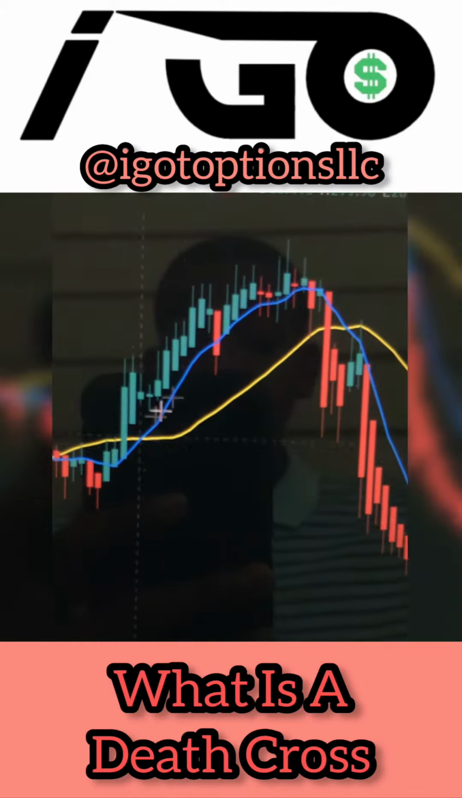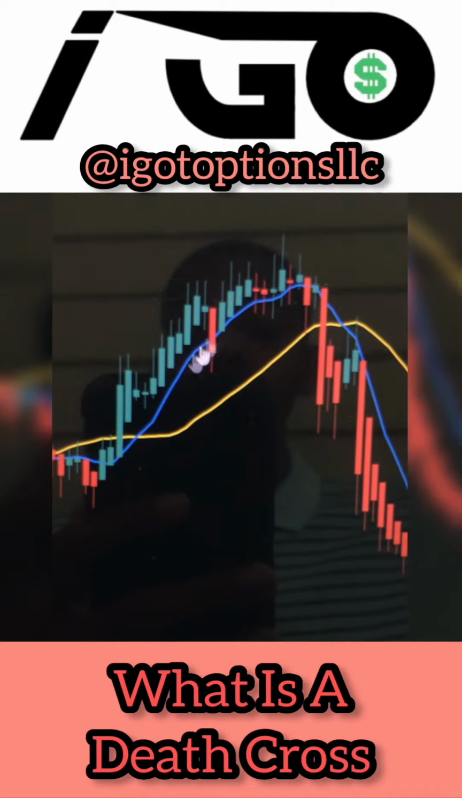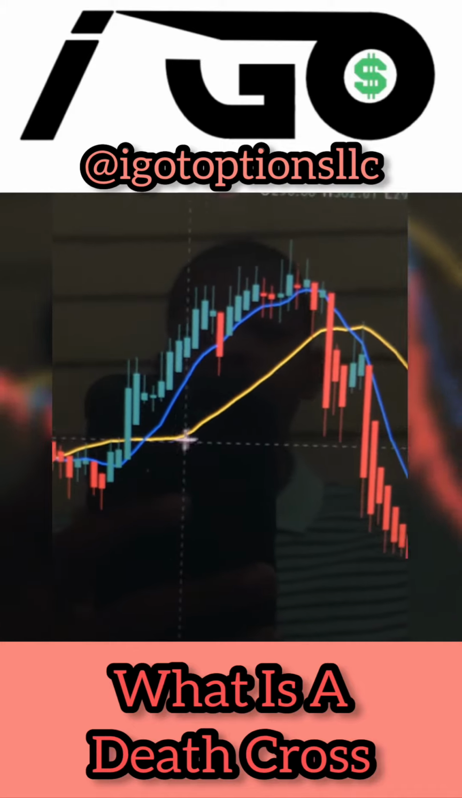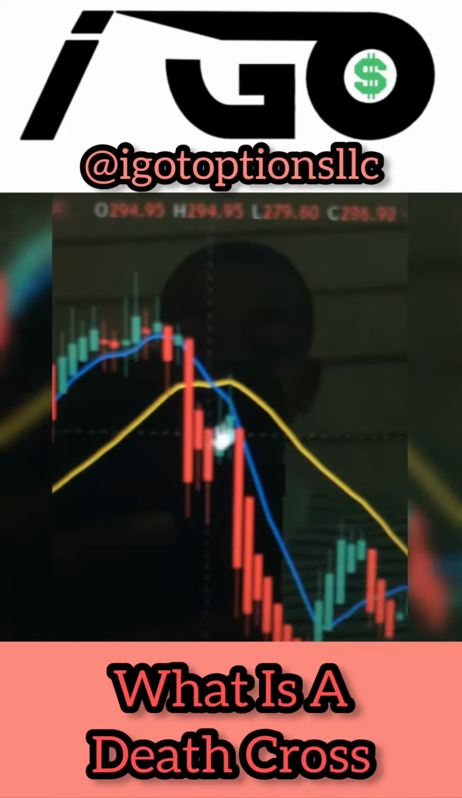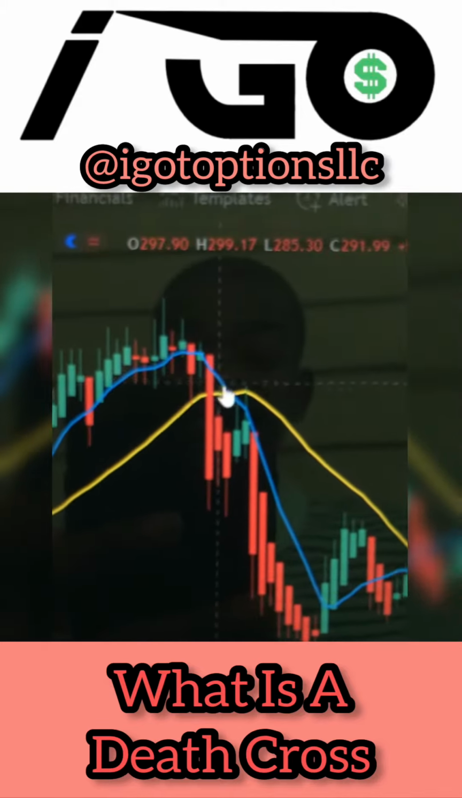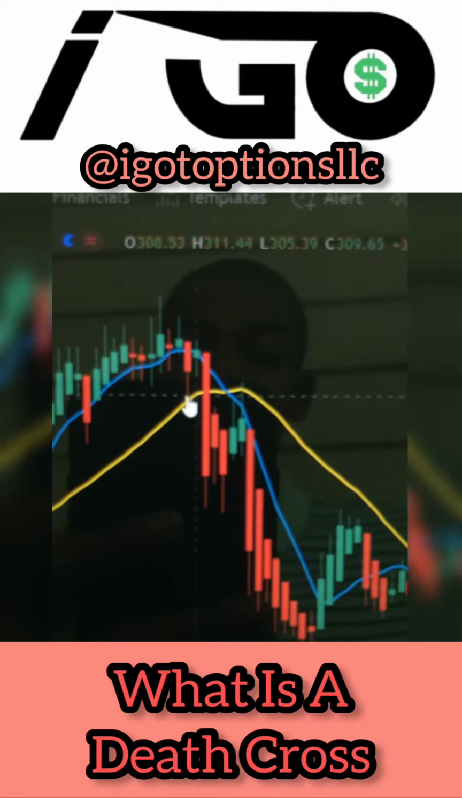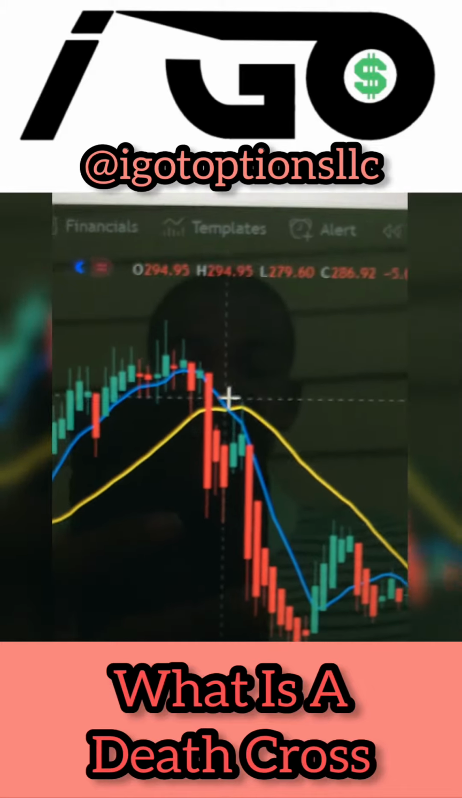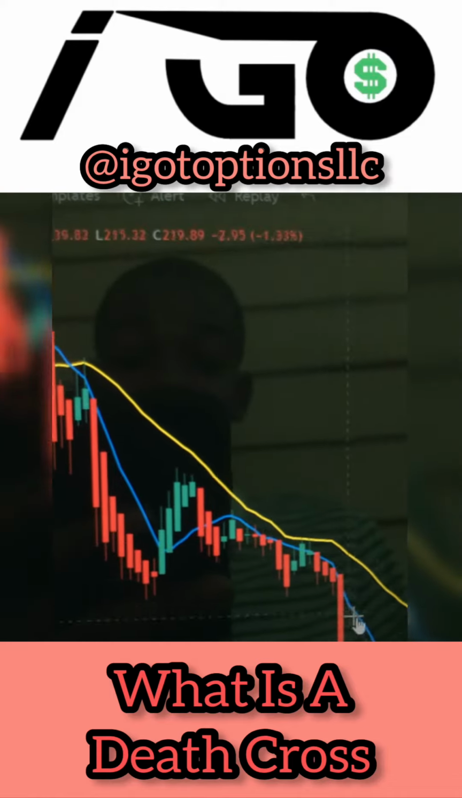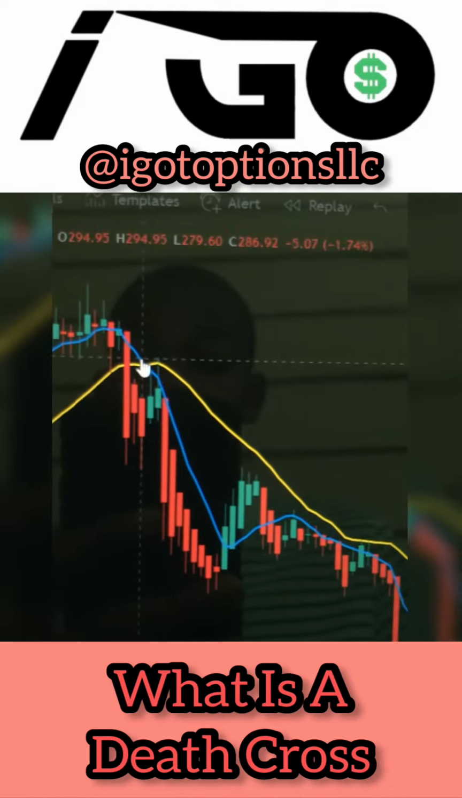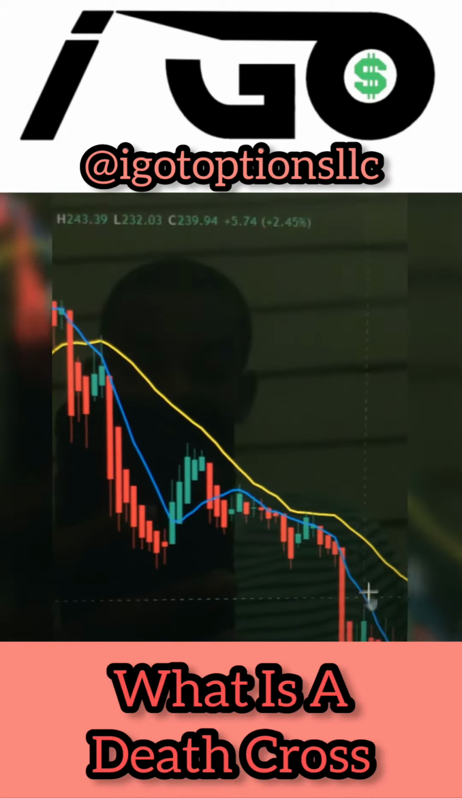The short-term moving average is the blue line, and the long-term moving average is the yellow line. A death cross is what we see right here, when the short-term moving average crosses below the long-term moving average. And look what happened. When that happened, this stock proceeded to go down lower and lower. It's safe to say that when this death cross happened, this stock started going in a downtrend.